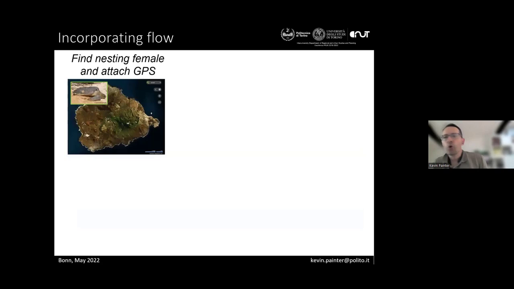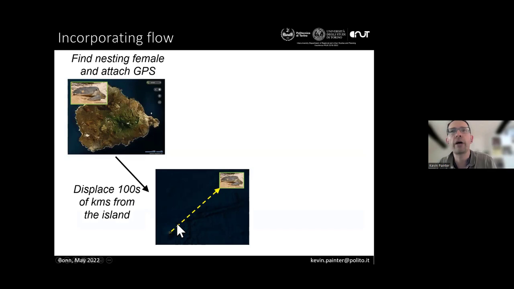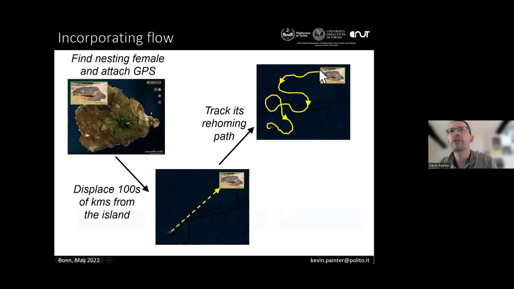Well, the way the marine biologists study this is they don't track them over the full journey. They find a turtle that is nesting on the island, which is easy enough because you just find them as they come up onto the beach. They then take them a couple of hundred kilometers away from the island, attach a GPS transmitter, and then track the homing path as it tries to get back to the island.